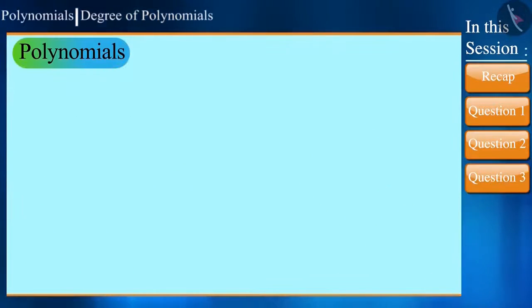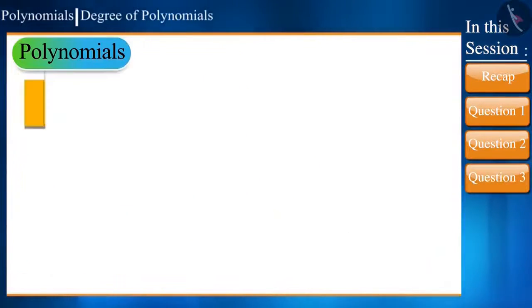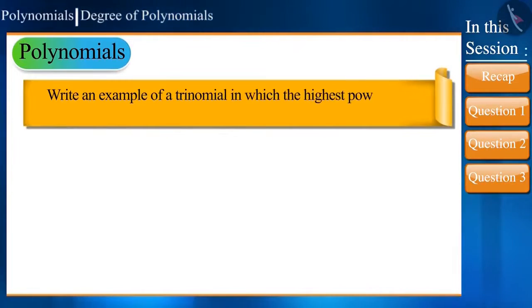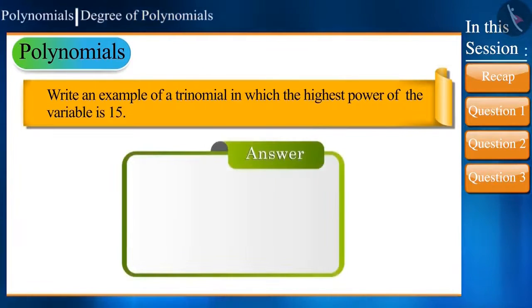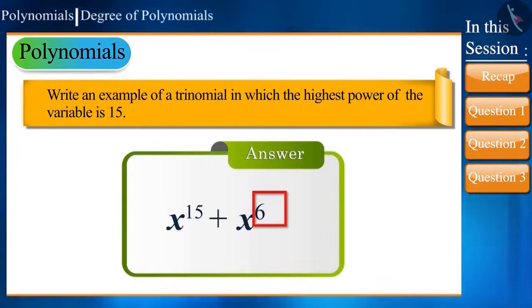Let's see our next question. Here, we will have to write an example of a trinomial in which the highest power of the variable is 15. The answer to this could be as follows. x to the power of 15 plus x to the power of any whole number other than 0 and less than 15 plus any number other than 0.